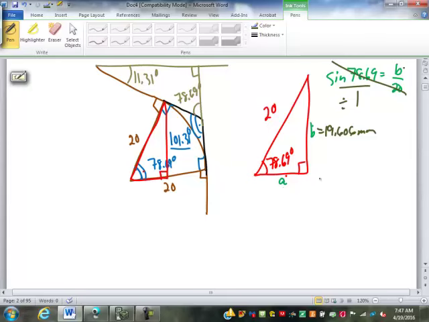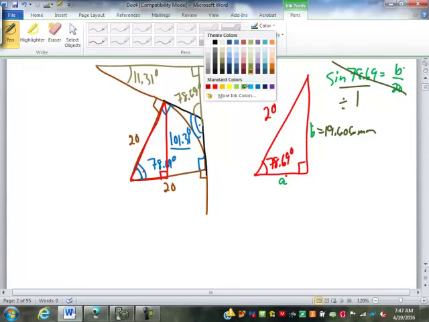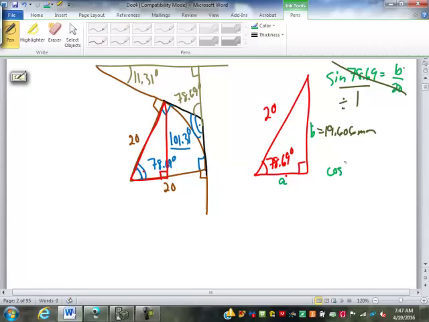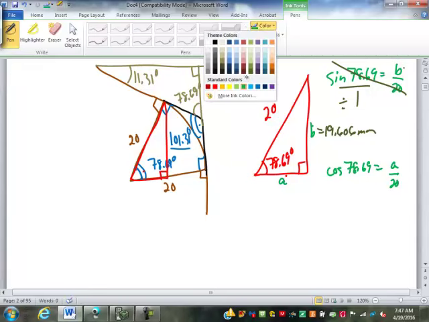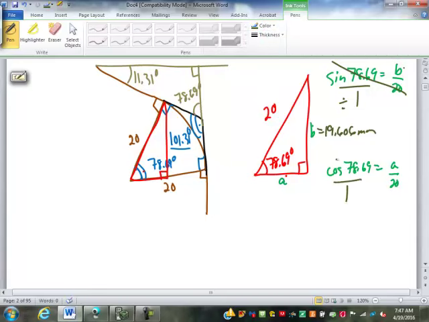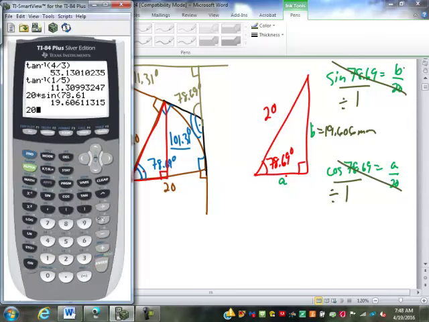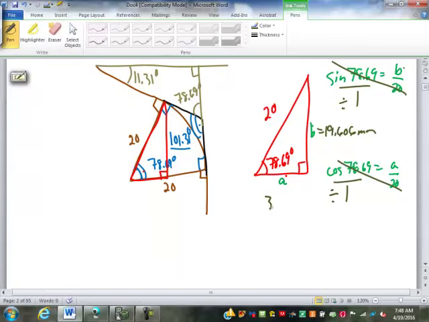A here would be cosine. So the cosine of 78.69 equals A over 20. So put this over 1 and I'll cross multiply and divide to get A. So A is going to be 20 times the cosine of 78.69, which is 3.922 millimeters. How does this help us all?